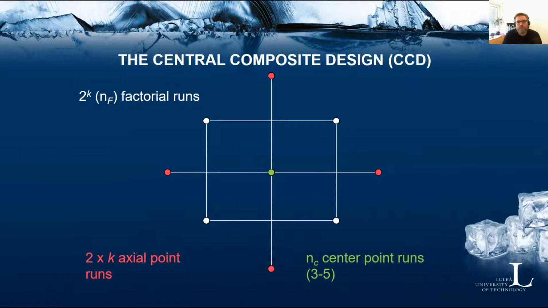The central composite design, or CCD, is perhaps the most popular design among the two second order designs because it can be assembled or built sequentially from a fractional or full two-level factorial design. So that's a very nice feature of the CCD design.